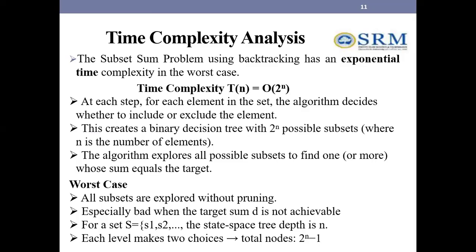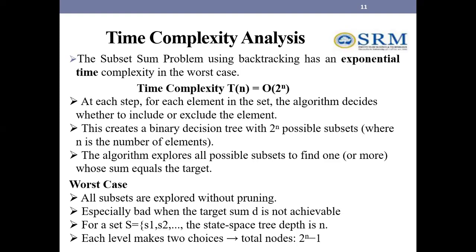And what's the time complexity of the subset sum problem? The subset sum problem using backtracking has an exponential time complexity. So T of n is order of 2 power n, because every iteration we are expanding 2 power n combinations. 2 power 0 is 1, 2 power 1 is 2. Next level we are having 2 elements. For the third level we have 2 power 2, 4 elements. Next level 2 power 3, 8 elements. So every iteration we are expanding with 2 power n nodes. So the time complexity is order of 2 power n.